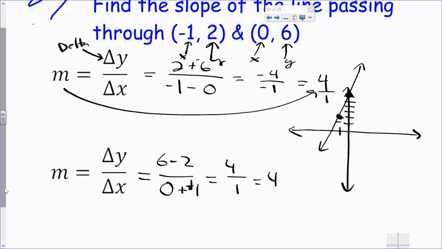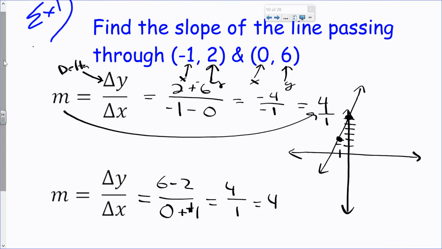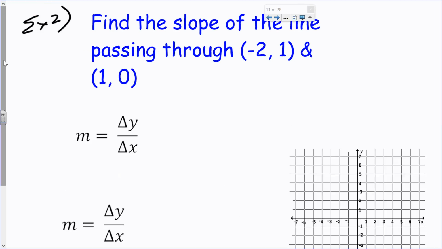Do one more example. Questions? Those are excellent questions so we can see it visually. Thank you for asking that. Example 2. Any questions on example 1? One more. I'll write that down. Find the slope of the line passing through negative 2, 1 and 1, 0.